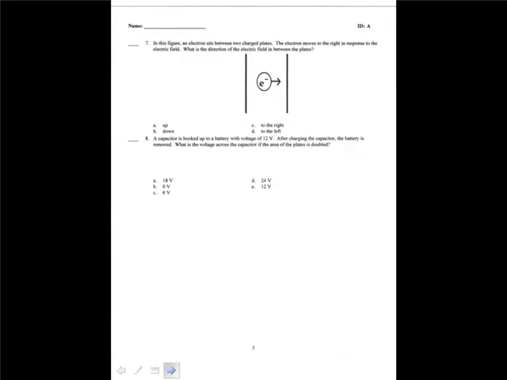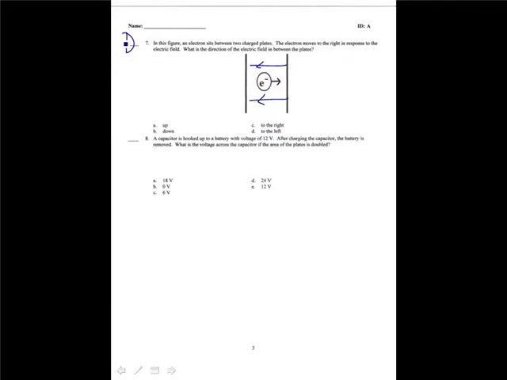In this figure, an electron sits between 2 charged plates. The electron moves to the right in response to the electric field. What is the direction of the electric field? The electric field has to be to the left because a negative particle feels a force in the opposite direction of the electric field. Alright, so that is option D.